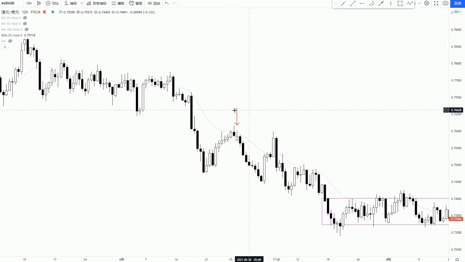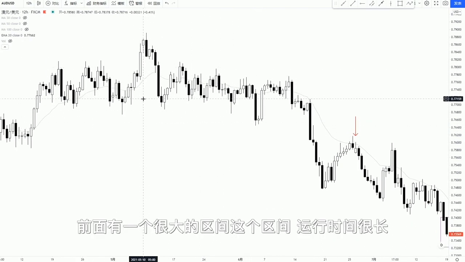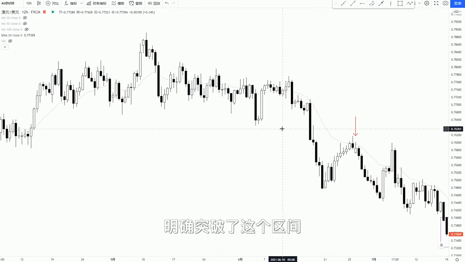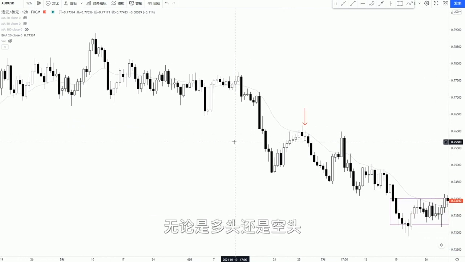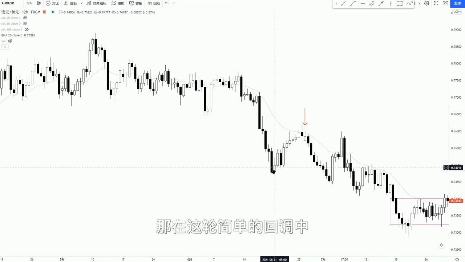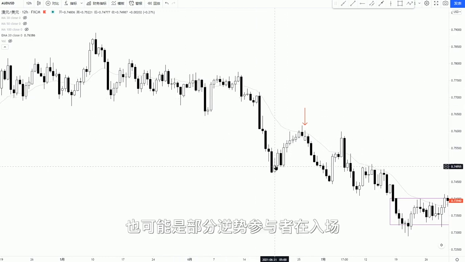Why did prices continue to fall after a simple correction at the arrow? If you think back to what I just said, there's a big range ahead that has been going on for a very long time, and this sharp decline has broken out of that range very strongly and clearly. At that point all the major players in the market, whether bulls or bears, understand one thing: it's much more likely that the market is going to fall, and that this simple correction may be due to some short liquidation.